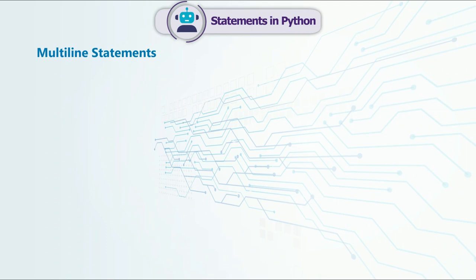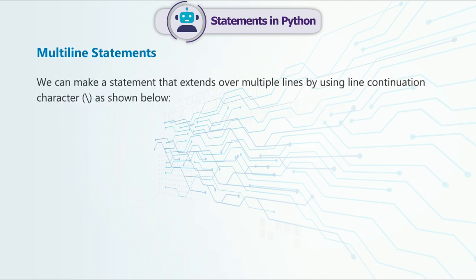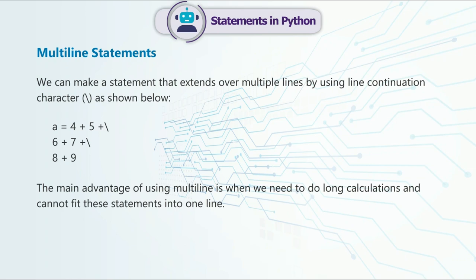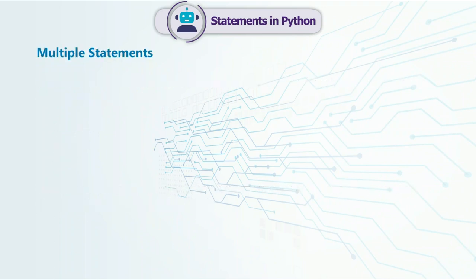Multi-line statements. We can make a statement that extends over multiple lines by using a line continuation character as shown below. A = 4 + 5 + \ C + 7 + \ 8 + 9. The main advantage of using multi-line statements is when we need to do long calculations and cannot fit these statements into one line.